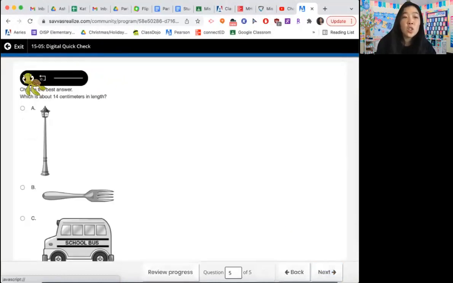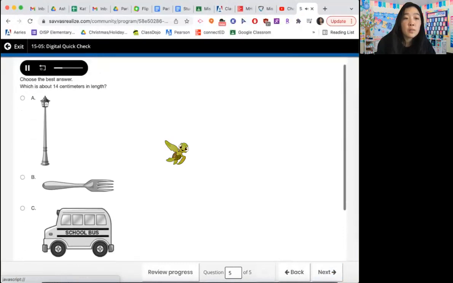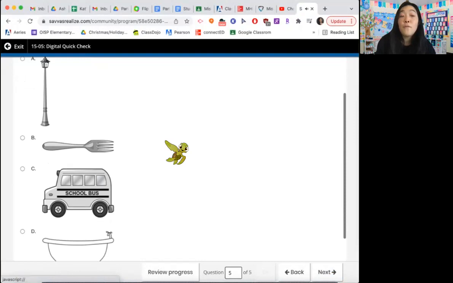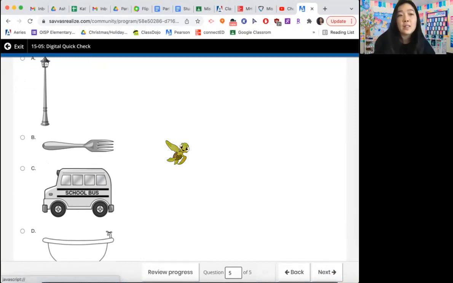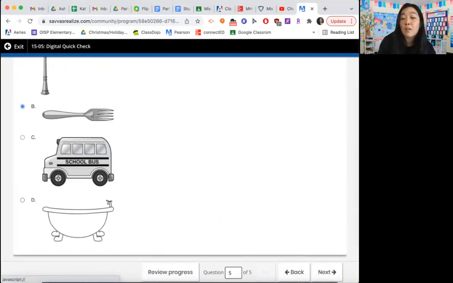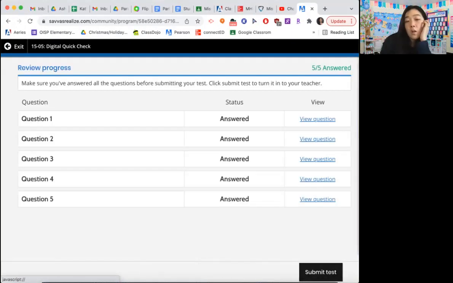And then last question. Choose the best answer. Which is about 14 centimeters in length? So 14 centimeters. Think of 14 ants, 14 staples, 14 buttons. Fork. Yeah, a lamppost would be too long, a school bus would be too long, a bathtub would be too long. All right, let's see how you did.